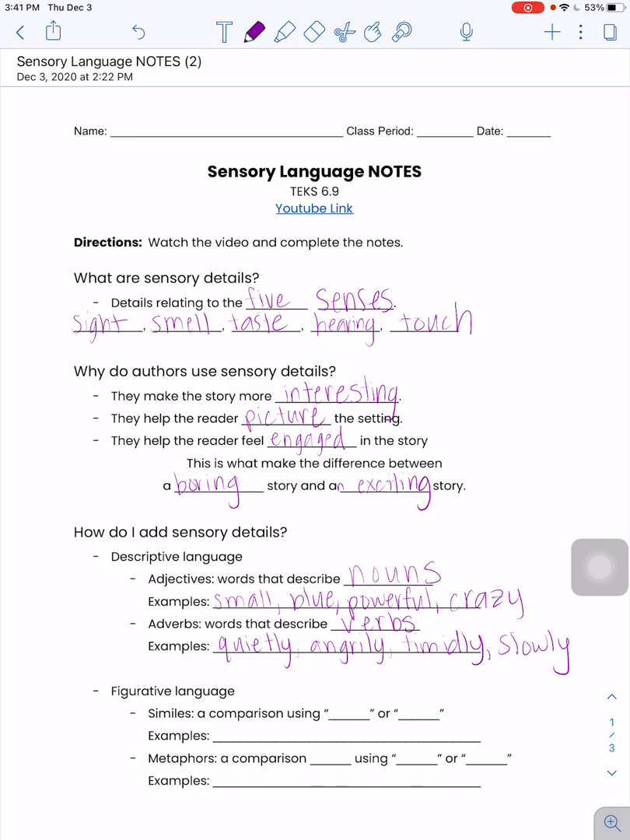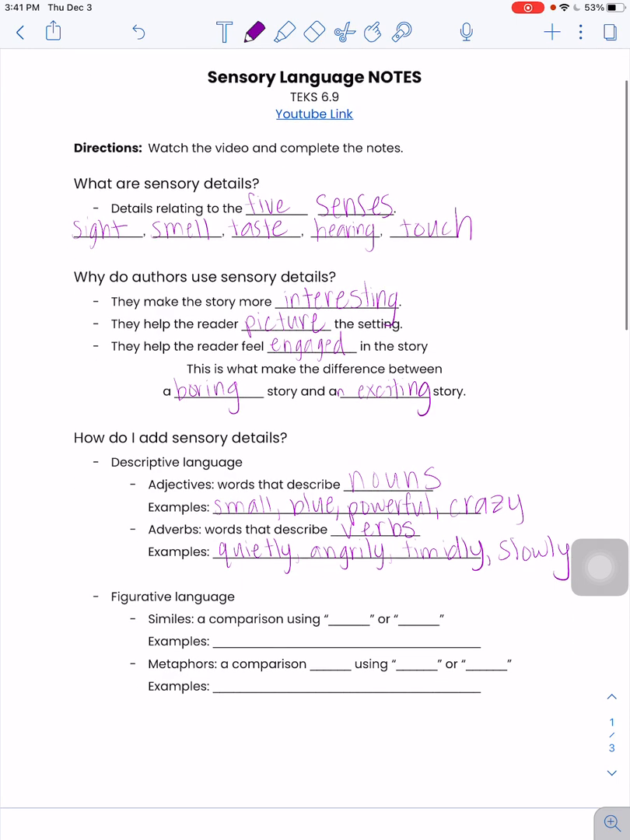So next we can use sensory language through our use of figurative language. So one type of figurative language is similes. So similes are comparisons using the words like or as. So an example of a simile would be: the pizza is cold as ice. So I'm comparing pizza to ice using the word like or as.